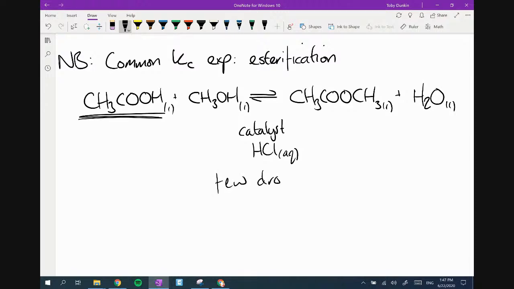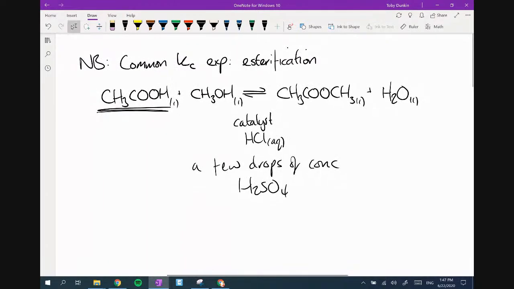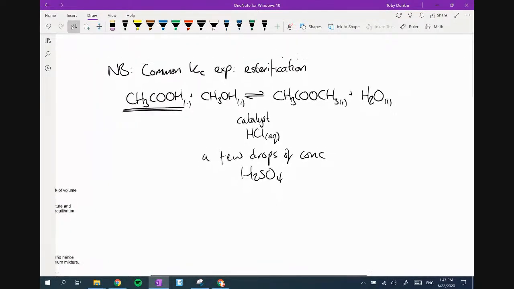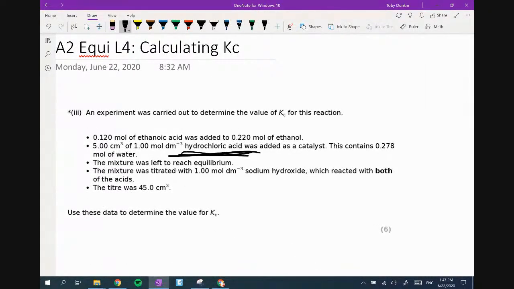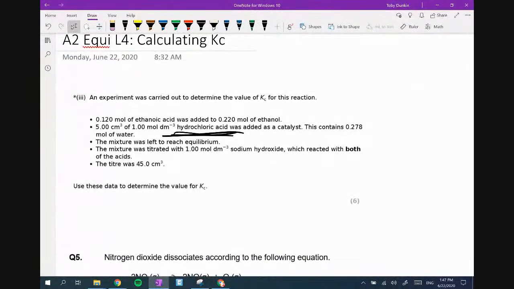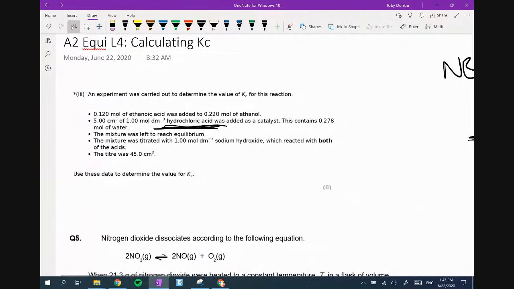A few drops, I'll actually put in the word a few drops of conc. Now, we usually actually use conc. sulfuric. The problem is conc. sulfuric adds a level of complexity to the calculation, so I tend to see the questions appear with HCl. Now, you can use hydrochloric acid in the experiment. It's just H2SO4 is diprotic, which means you get twice as many H+ ions, which means the catalyst is slightly more effective. But you can use HCl, and we would actually do this practically in class.